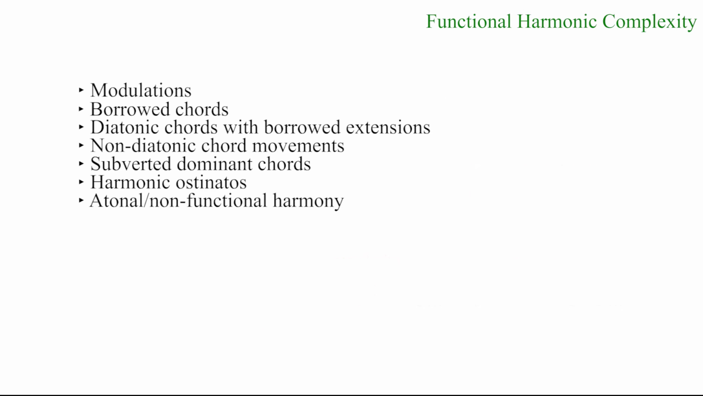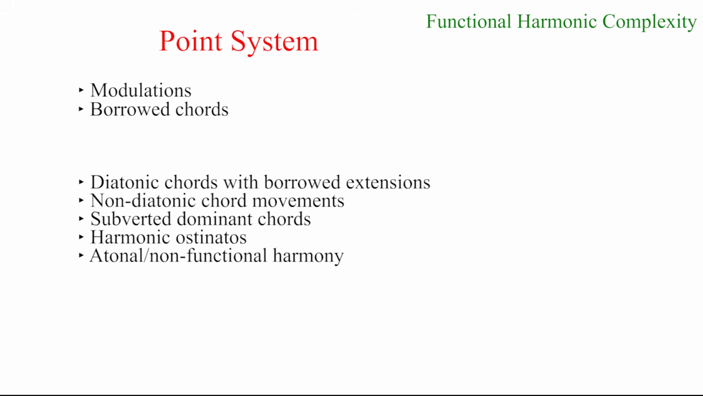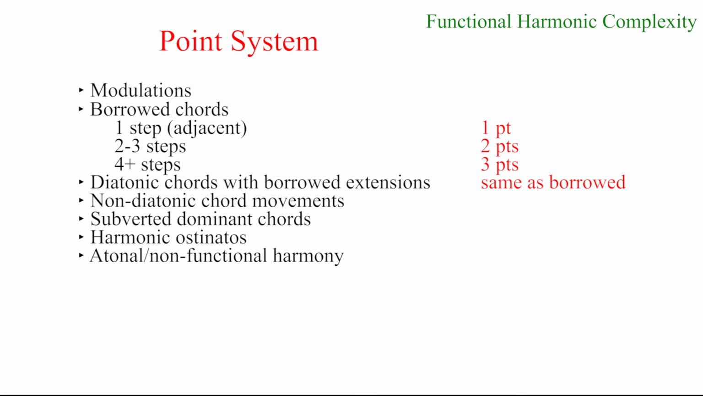To deal with this, I've come up with a point system that gives a different weight to each feature. In this system, the number of points earned by a borrowed chord depends on how far away it is on the circle of fifths. Adjacent keys get 1 point, keys that are 2 to 3 steps away get 2 points, and keys that are 4 or more steps away get 3 points. Diatonic chords with borrowed extensions are graded similarly, depending on the scale the extensions are borrowed from.